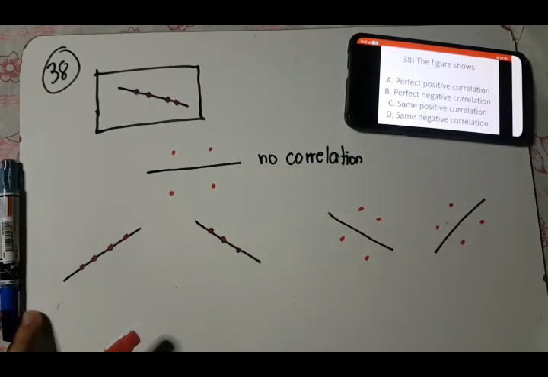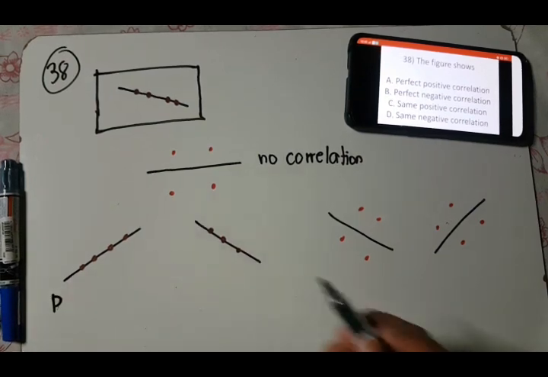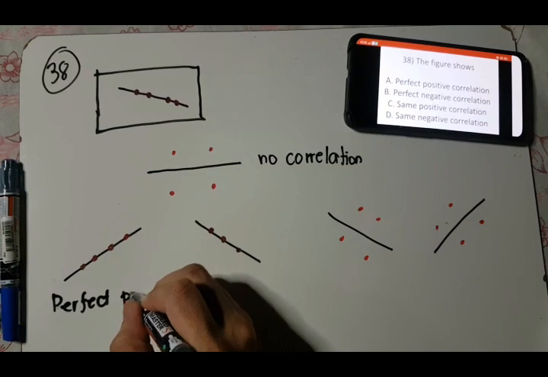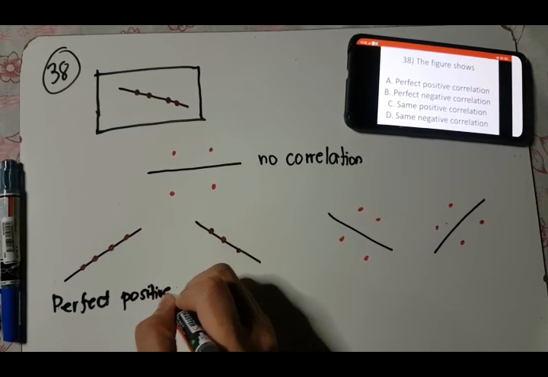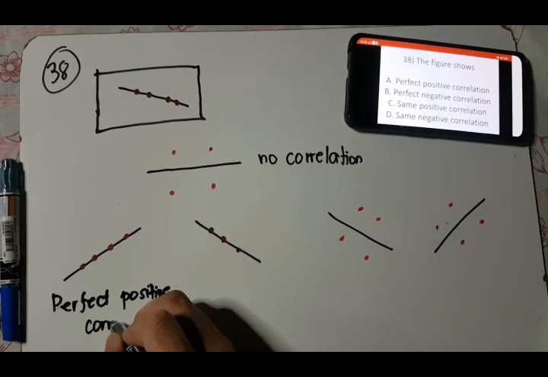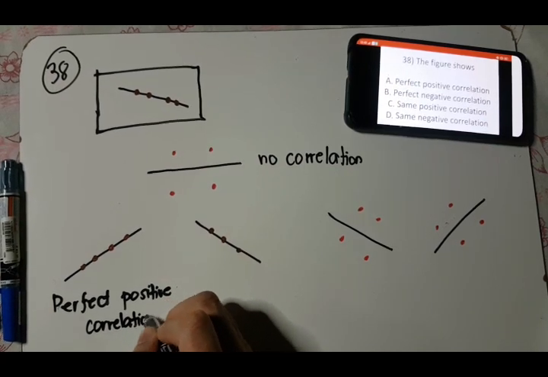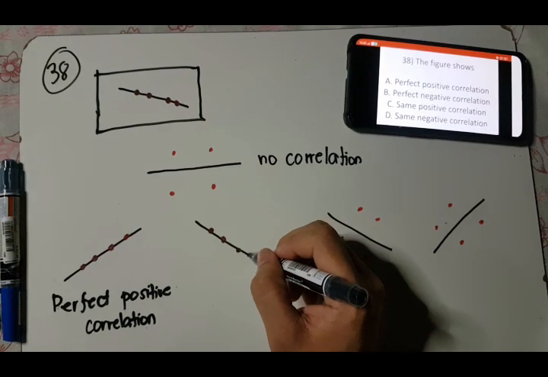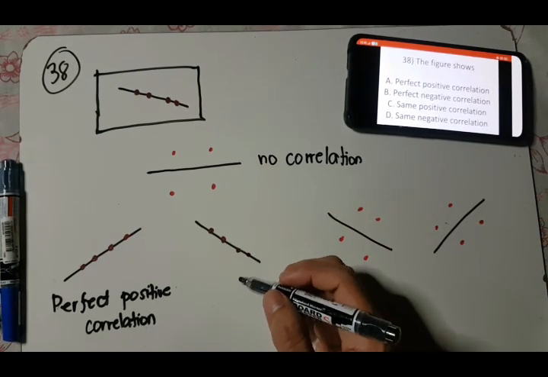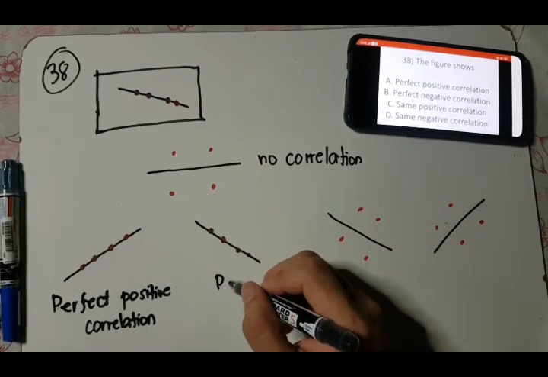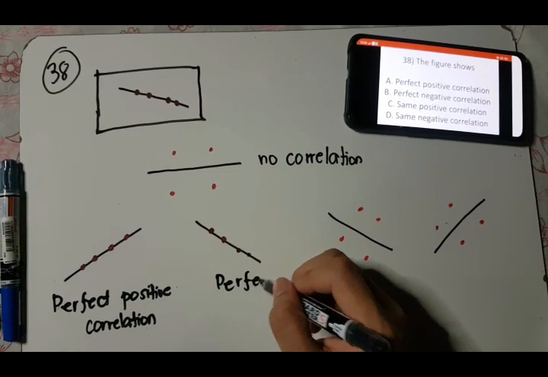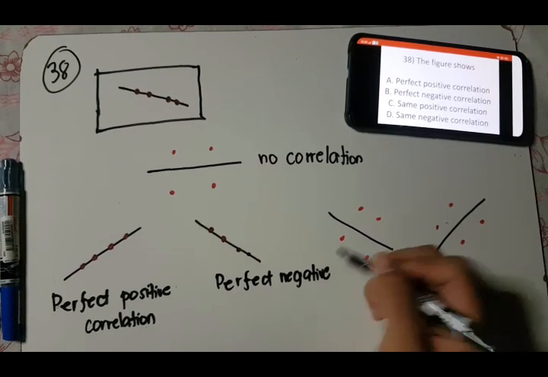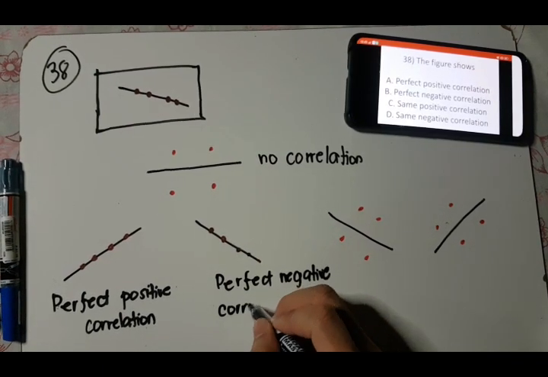Next, paano po pag ganito? So, this is perfect positive correlation. Next, paano po pag ganito? So, this is, kahit ilang dots yung ganyan, this is perfect negative correlation.